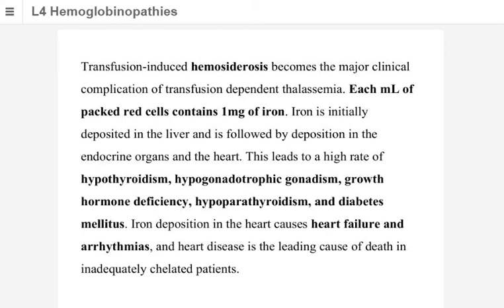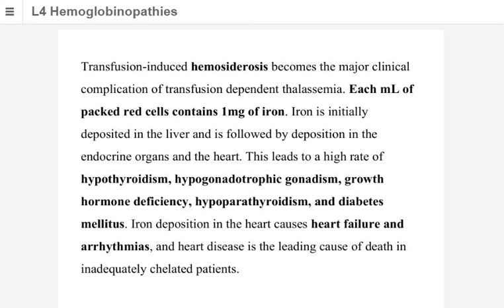Treatment is to keep the hemoglobin above 10 grams per deciliter by a hypertransfusion program, and with this blood transfusion, there is an increase in the absorption of iron from the intestine, also from the hemolysis of the RBCs. These all will lead to hemosiderosis. Each 1 ml of packed RBCs contains 1 milligram of iron. This iron will precipitate in the organs, leading to failure of that organ.